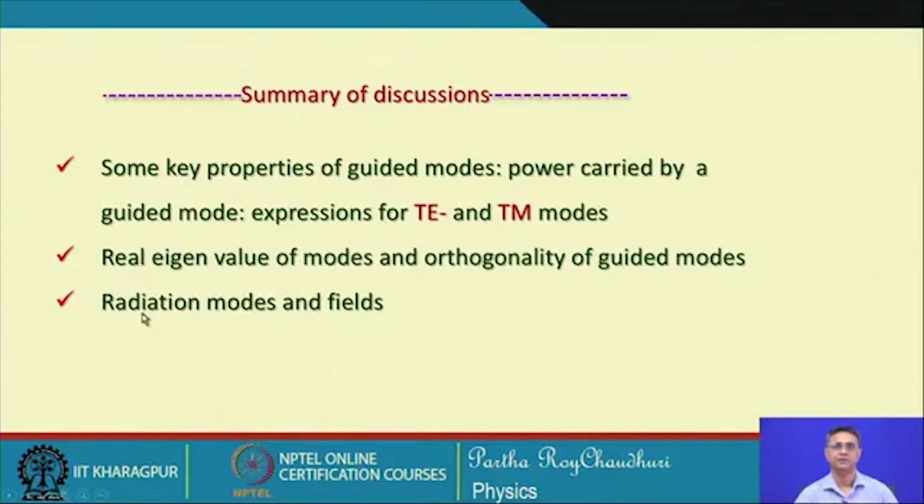Then another important aspect is the radiation modes. For guided modes, the effective index, beta by k naught, should be between n 1 and n 2, and we find a set of continuous modes, a continuum of field distributions, representing the radiation modes.